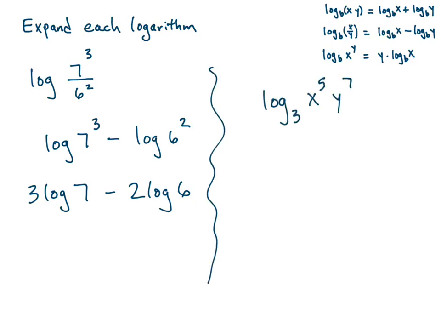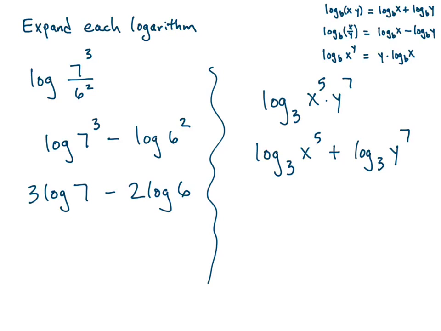So one more quick example of this. This one is a product, so I'm multiplying on the inside of these 2. And so first I want to split that up for each of those terms. Since I'm multiplying on the inside, I'm going to go ahead and add those together. So it'll be log base 3 of x to the 5th plus log base 3 of y to the 7th.